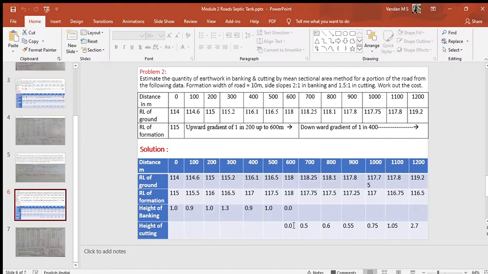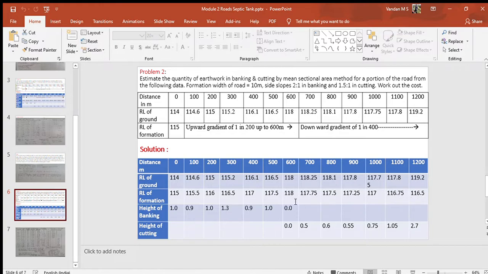at that cross section. Beyond 600 meter chainage, the formation level is descending at the gradient of 1 in 400. That is, for every 400 meter horizontal, 1 meter vertical. Then for 100 meter horizontal, how much vertical? That is given as 100 divided by 400 is equal to 0.25 meter. Hence, subtract 0.25 meter successively from the previous RL and calculate the forward RL up to the last chainage.